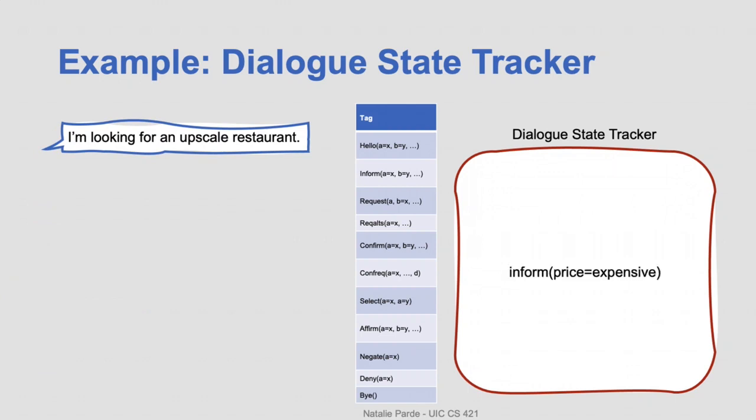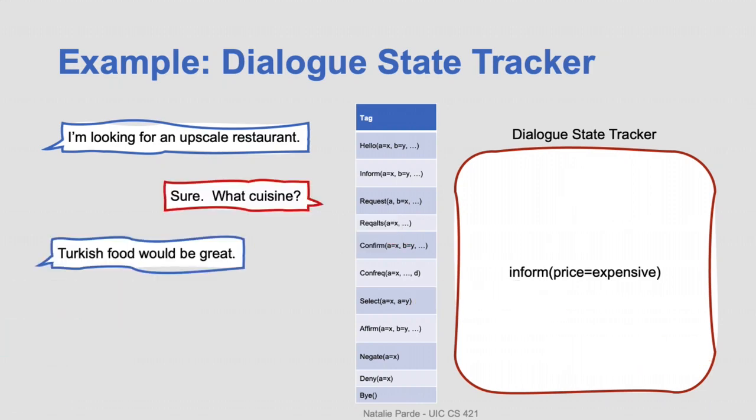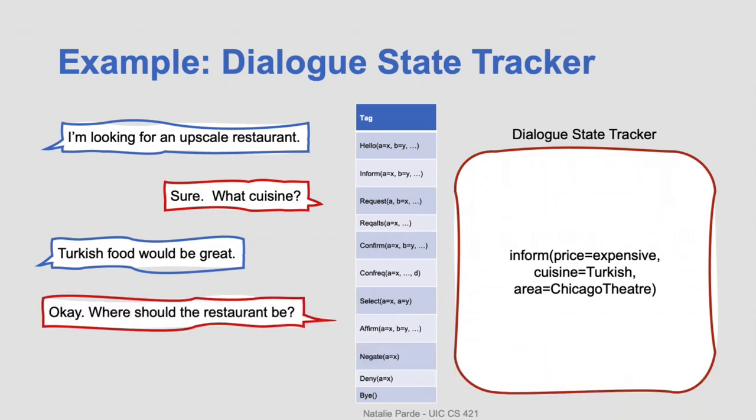Our natural language understanding module interprets this input and decides that this is an inform act containing a slot value, expensive, for the price slot in our frame. It selects a response based on this information, and the user responds with some new input. The system interprets this input and adds an additional slot value, Turkish, to the cuisine slot in our frame. Again, the system selects a follow-up response, and the user provides some more input. The system adds another slot value, Chicago Theater, to the task frame.